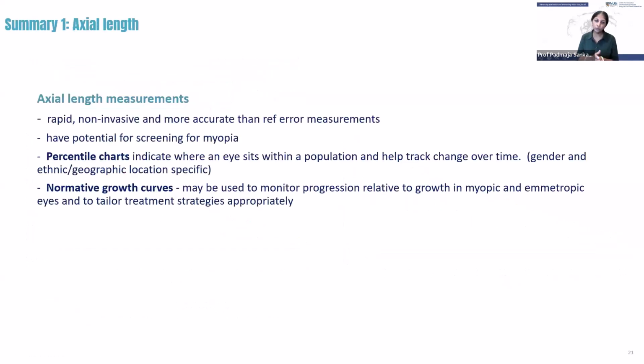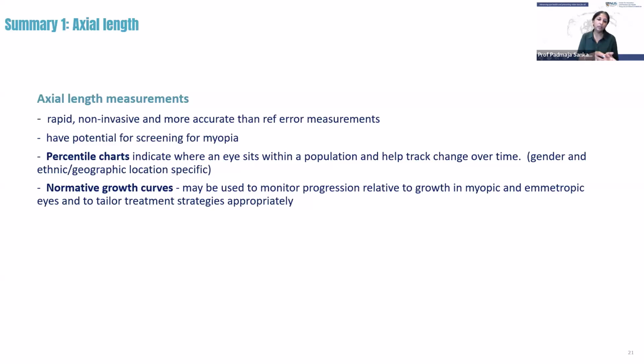So in summary, when it comes to axial length measurements, we see that axial length measurements are rapid, non-invasive, and more accurate than refractive error measurements. We also saw that axial length values do have potential when it comes to screening for myopia in high-risk populations. When it comes to monitoring the progression of myopia, we have two categories at the present time: percentile charts, which use the absolute axial length values and indicate where an eye sits within a particular population, and help you understand how the axial length is changing over time. And we saw that they're very specific in terms of gender, ethnicity, and what I refer to as geographic location.